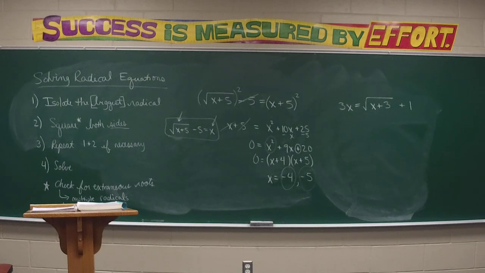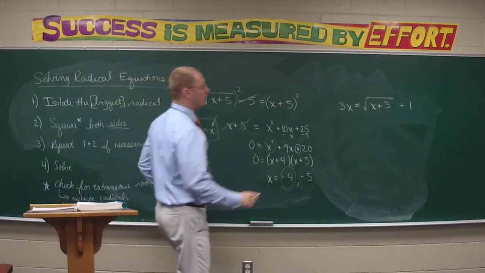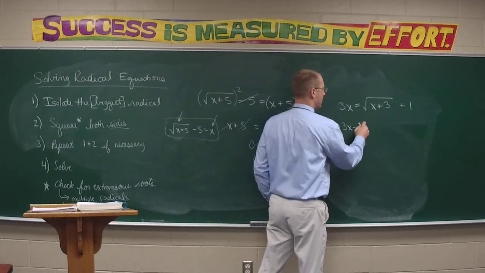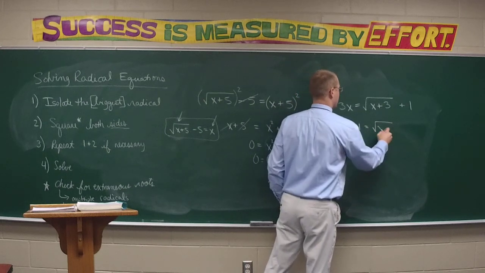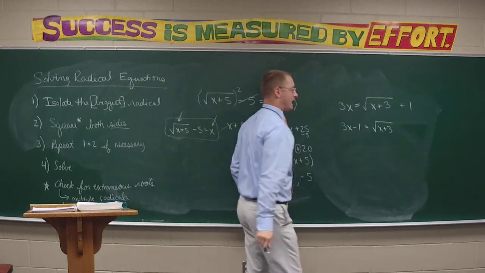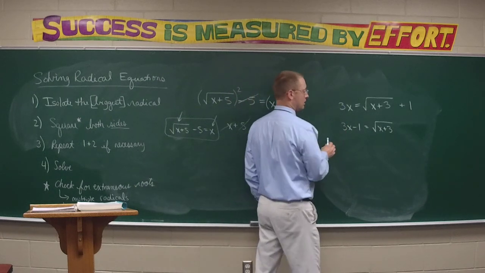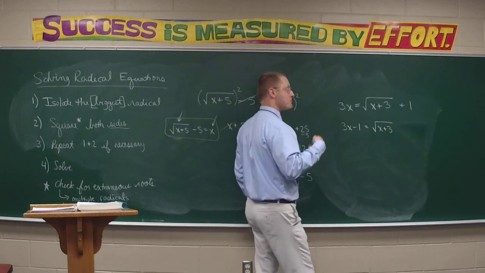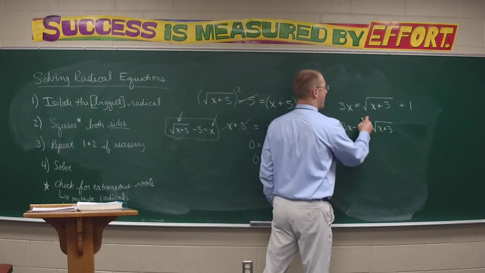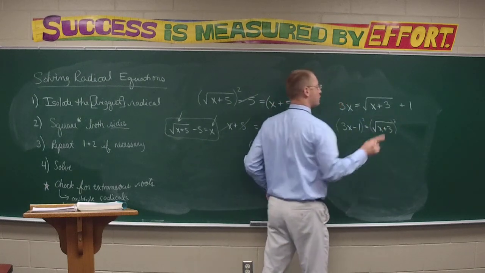Subtracting 1 to get 3x minus 1 equals the square root of x plus 3. And now that we've isolated the radical, you've got to square. Square what? Both sides. There we go. And again, not square everything, square both sides.